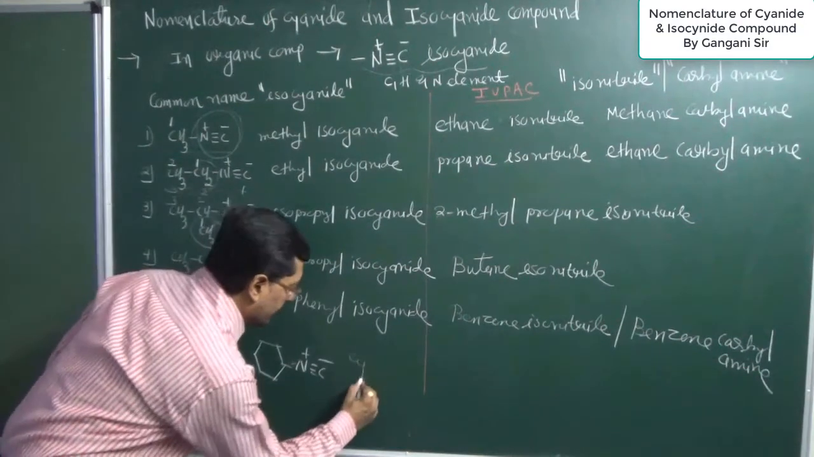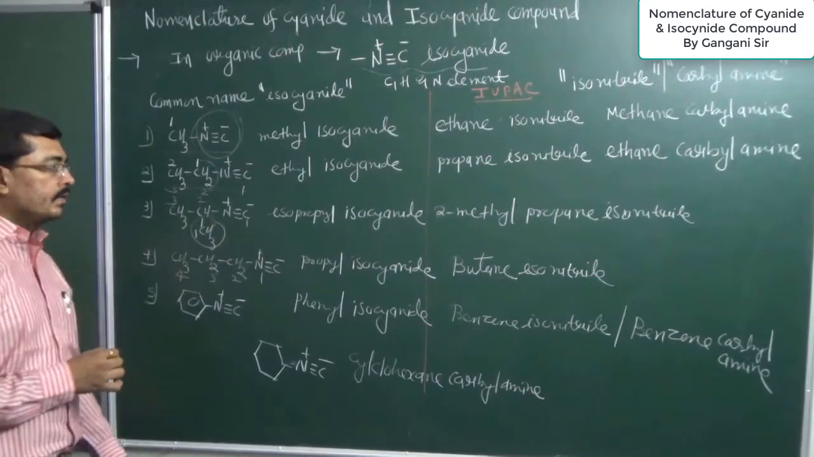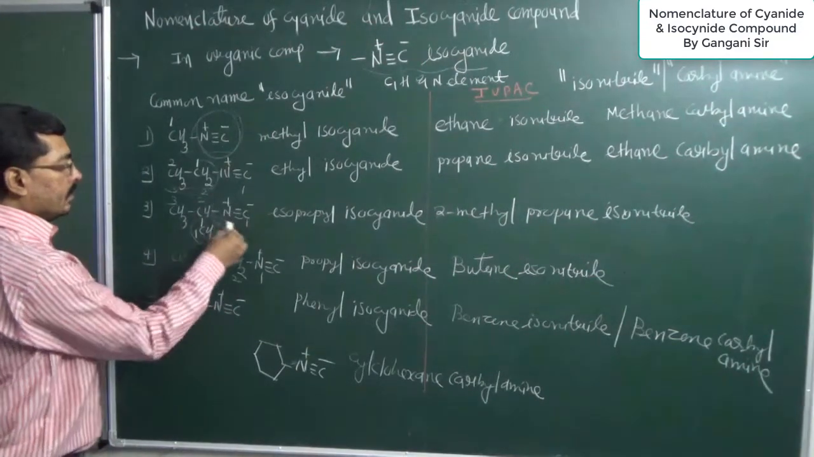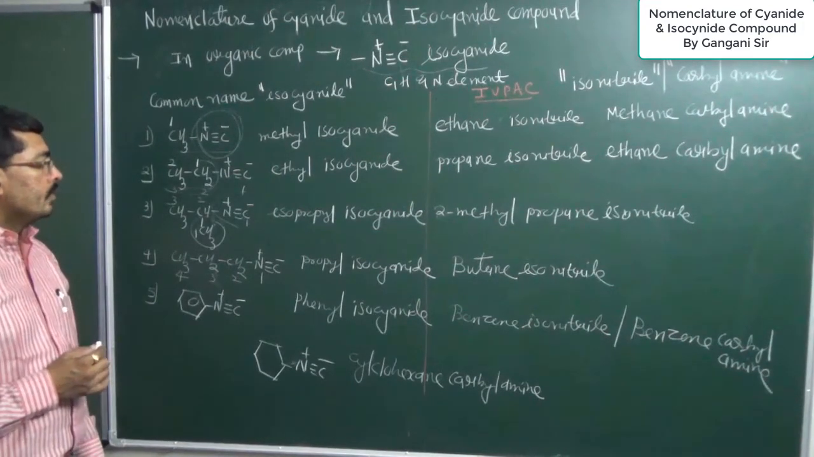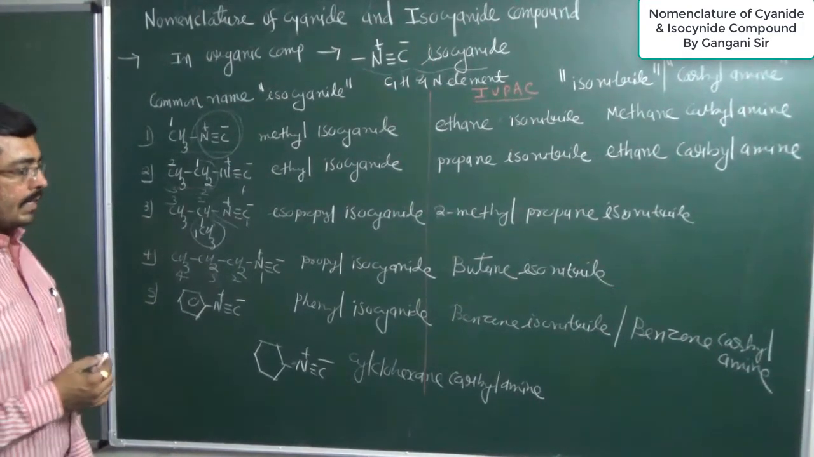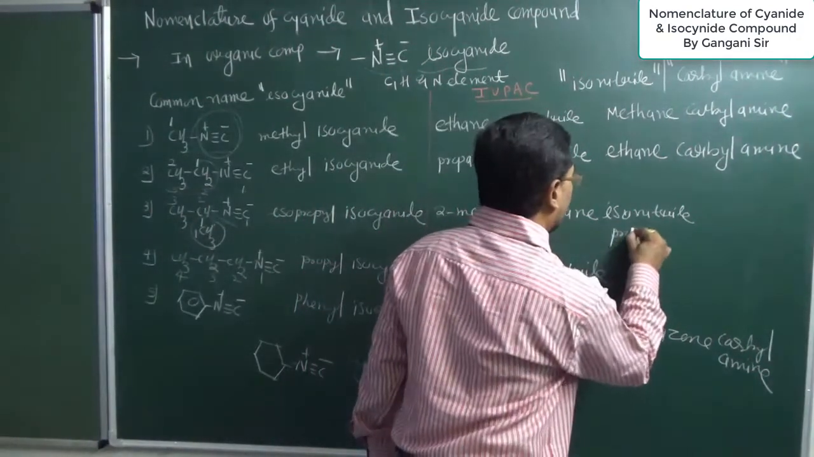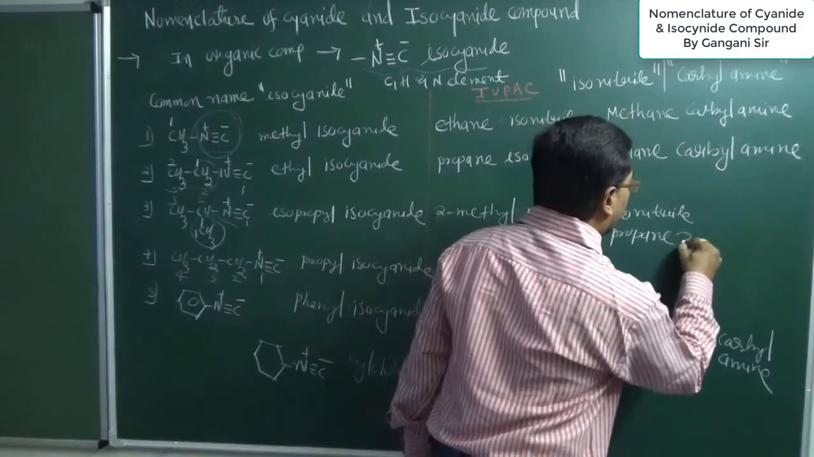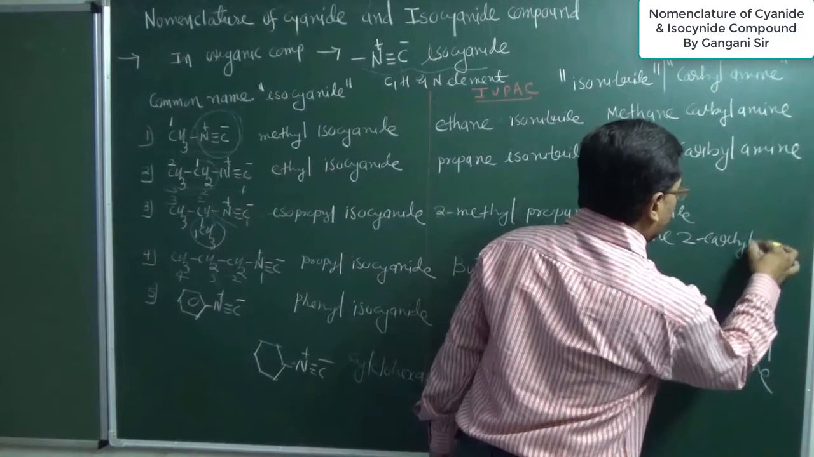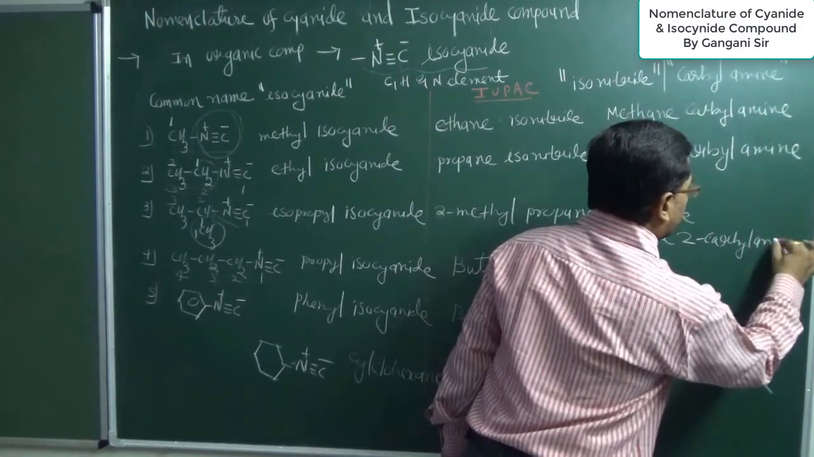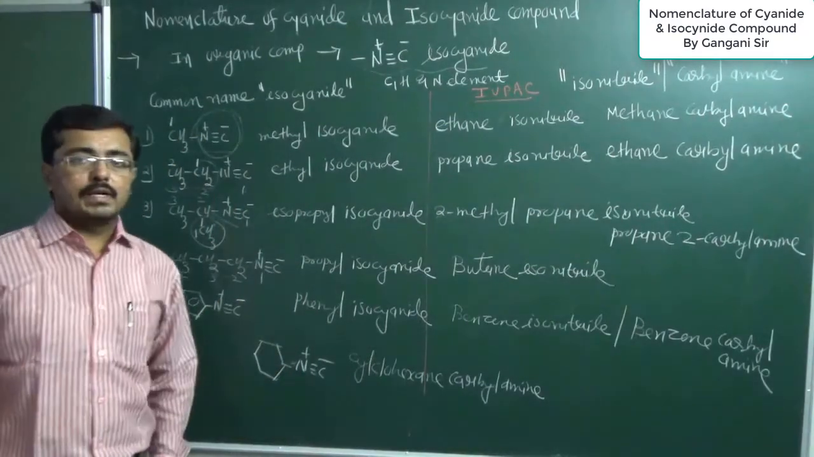cyclohexane carbylamine. Now for this structure we can give long chain 1, 2 and 3 carbon atoms. Now carbylamine is present on second carbon, so we can give propane-2-carbylamine. Name of this structure we can give propane-2-carbylamine. So by using this word carbylamine, we can give IUPAC name of isocyanide compound.